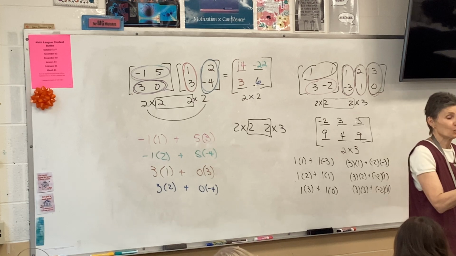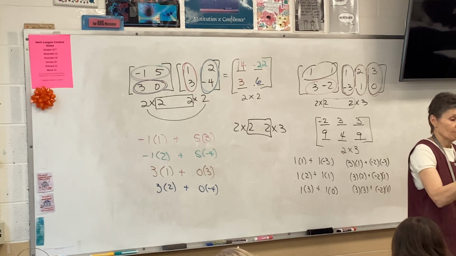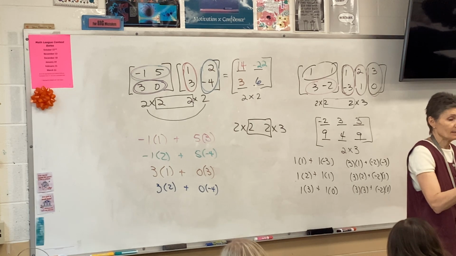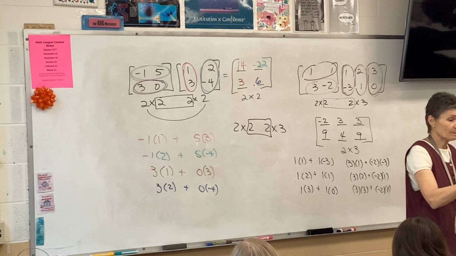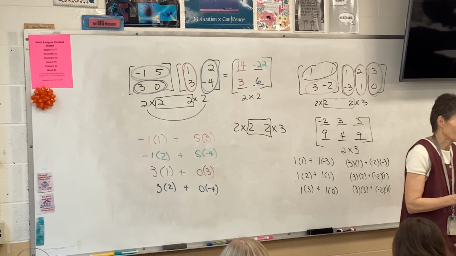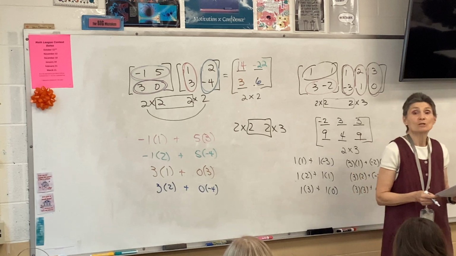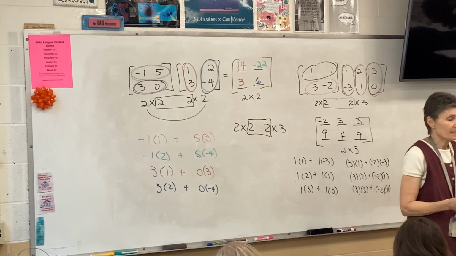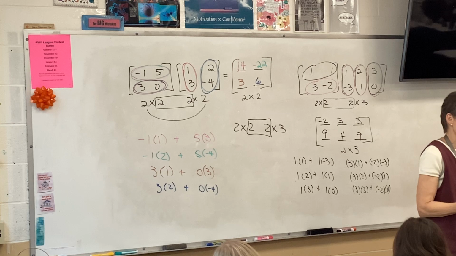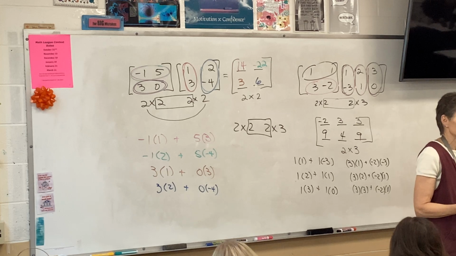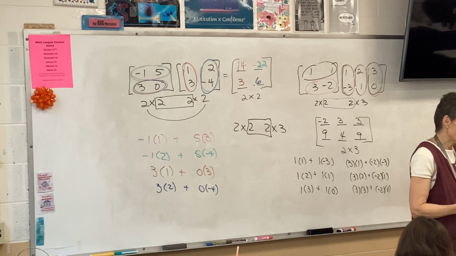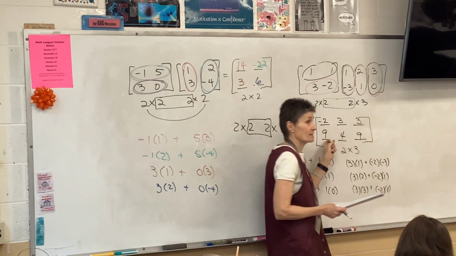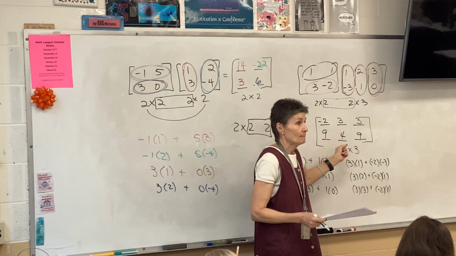G times E. Before you spend a lot of time writing it all out, can we do it? Is G times E possible? What are the dimensions of G? 2 by 3. G is 2 by 3. E is 3 by 3. You can do it. And what are you going to end up with? A 2 by 3. So you're going to end up with a matrix that's the same size as this one.